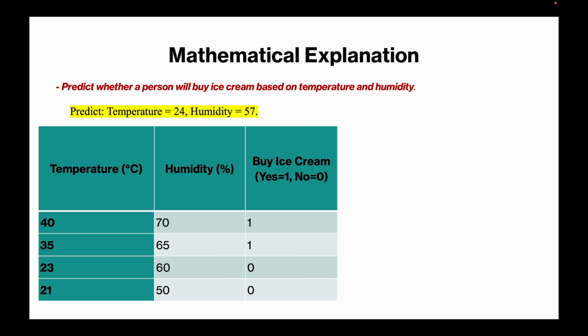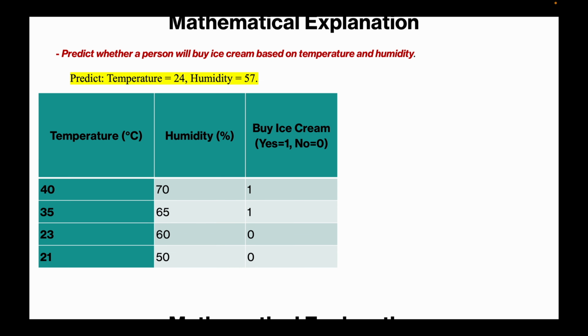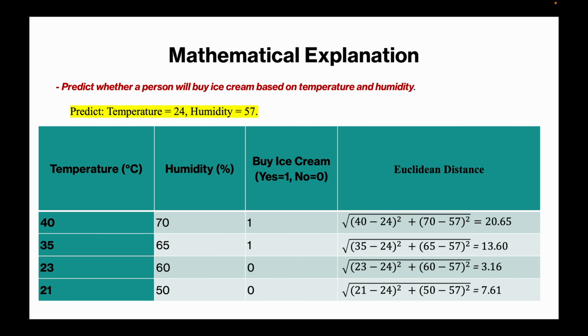First, let's calculate Euclidean distances. For example, when the temperature is 40 and humidity is 70, we consider this as x2 and y2. And our x1 and y1 are 24 and 57. Then let's use the Euclidean distance formula and get the result as 20.65. In the same way, we calculate for all data and get 13.60, 3.16 and 7.61.